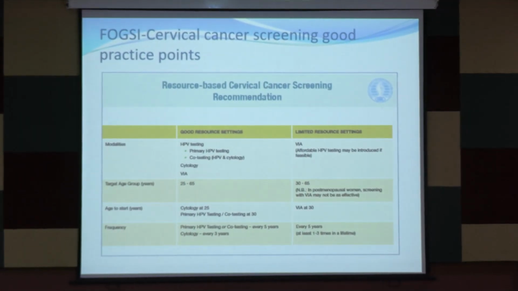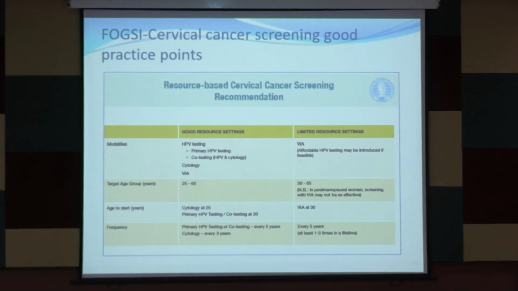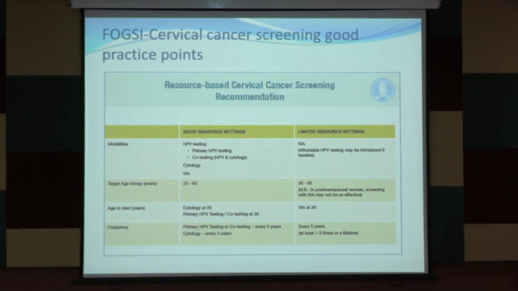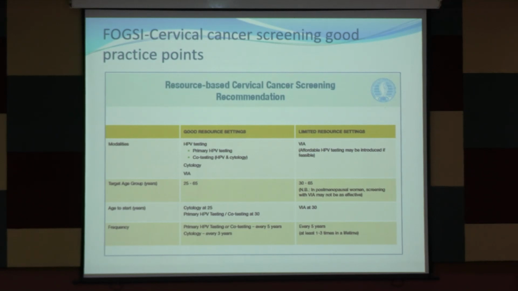What age group do we screen? If we are using HPV testing, the target age group is 25 to 65 years. Whereas if we are using VIA, visual inspection under acetic acid, the age group is 30 to 65 years. At what intervals? If we are doing HPV testing, every 5 years is sufficient. If we are doing cytology, every 3 years. Whether it's cytology or HPV testing, we need to start at 25 years, and we stop at 65 years, provided 3 consecutive tests come back negative.